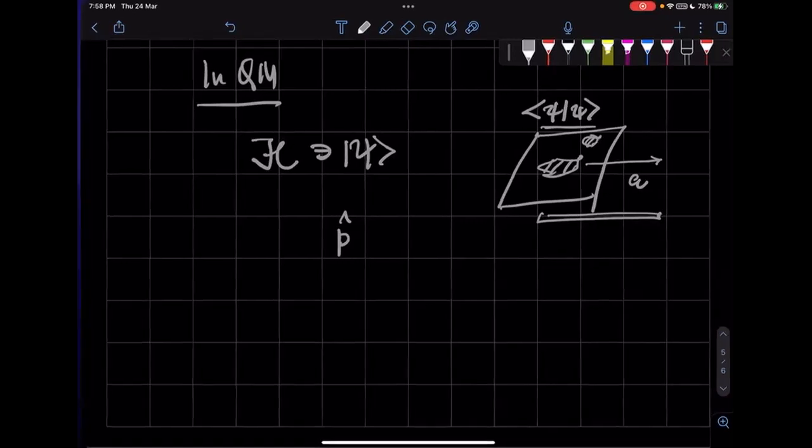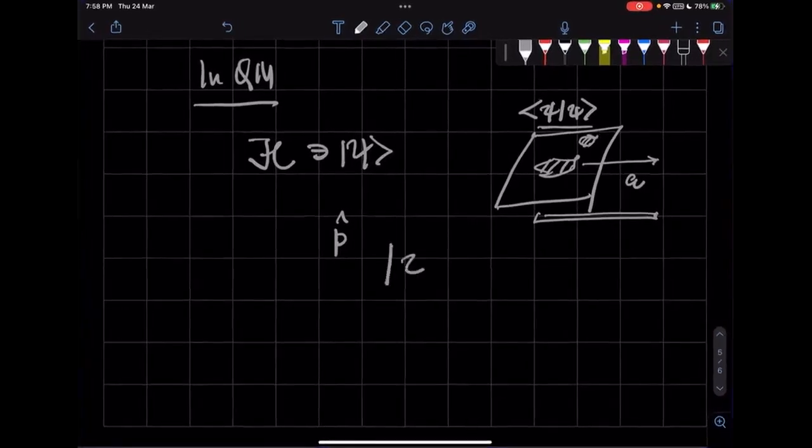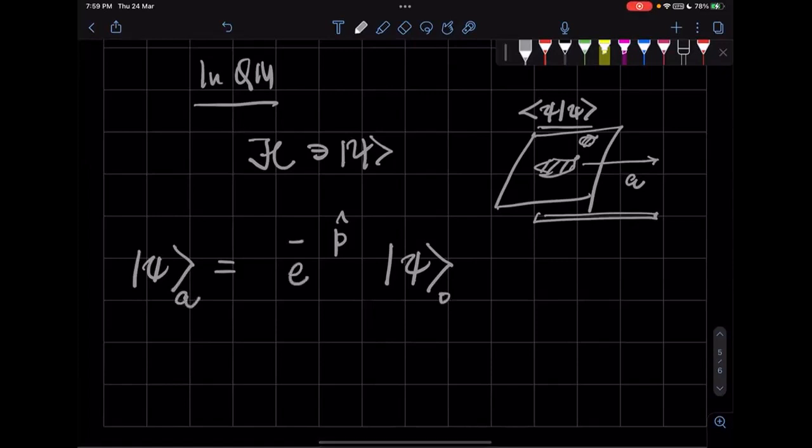It turns out that the unitary operator which acts on psi and gives you the state of the system after translation, let's call this 0 and let's call this A, is e to the power plus or minus i a P over h bar, the sign is not important, acting on psi. Because P is a Hermitian operator, this thing is a unitary operator. Okay?